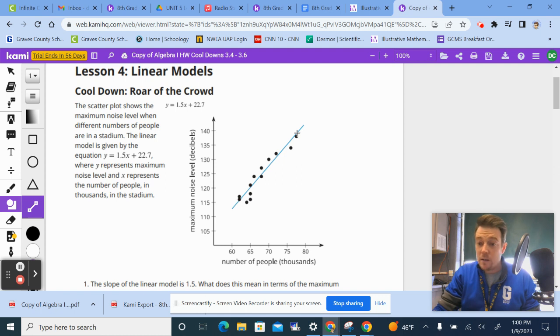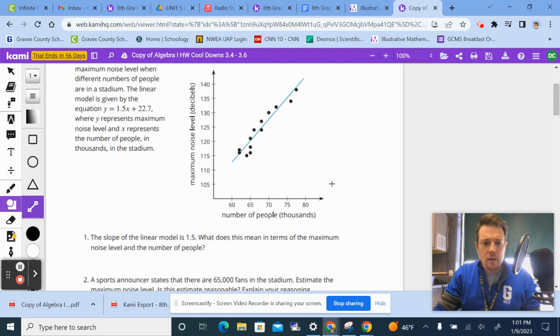And so what they've done is they've drawn a line of best fit here in blue, and they have calculated an equation that matches that line of best fit, and this is the equation that they come up with. So that kind of sums up what's happening in the situation. Now let's read the questions.